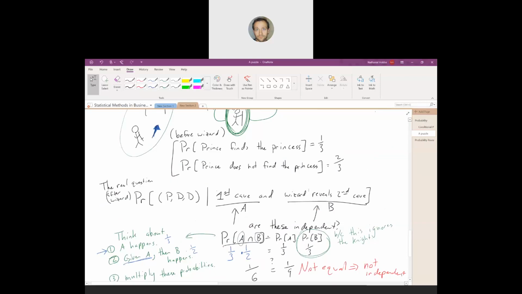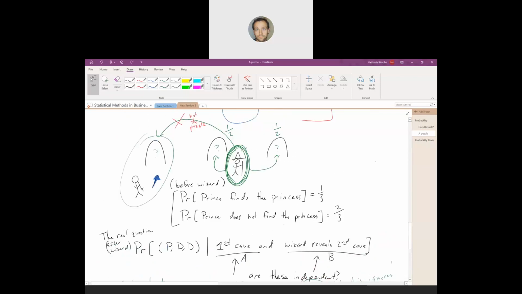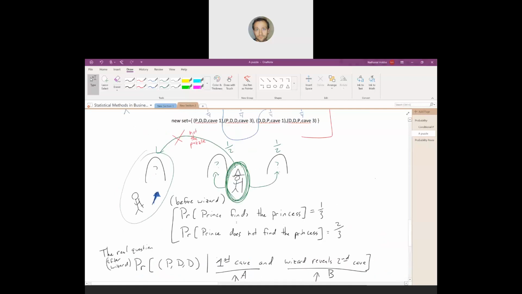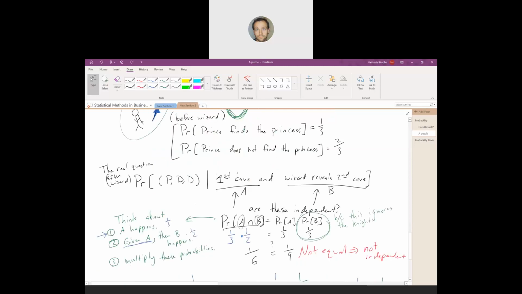So this is the real question. In the same way that here the knight choosing a cave restricts what the wizard can do, the knight choosing a cave and the wizard revealing something can change the probabilities of events. So let me bring this down.